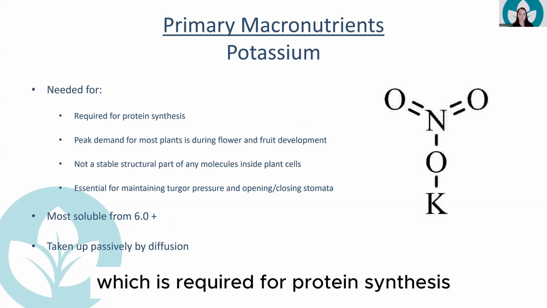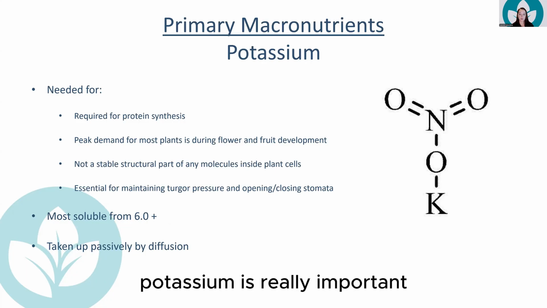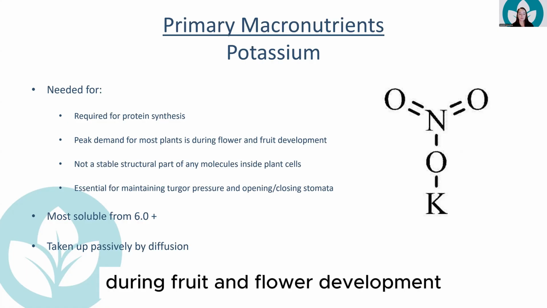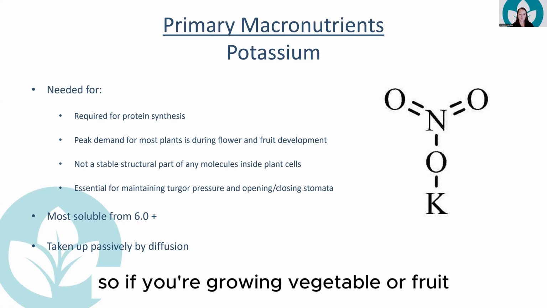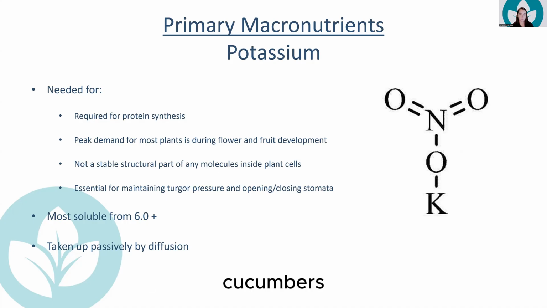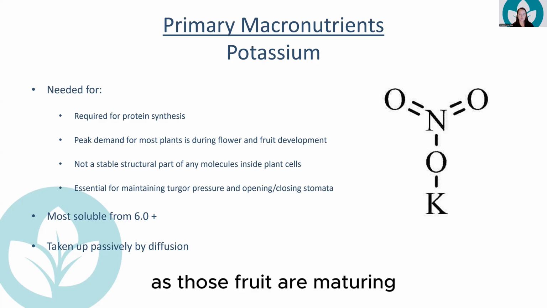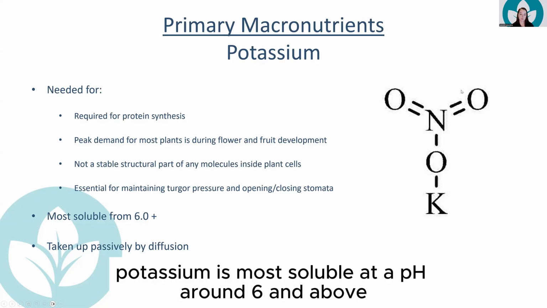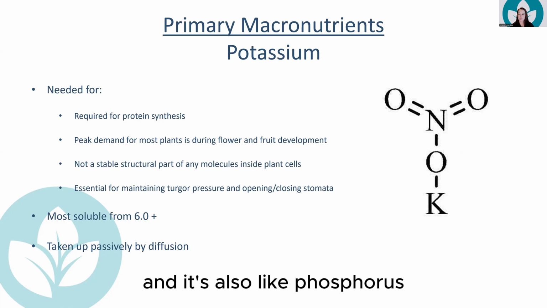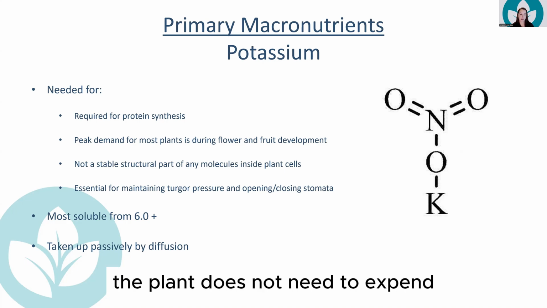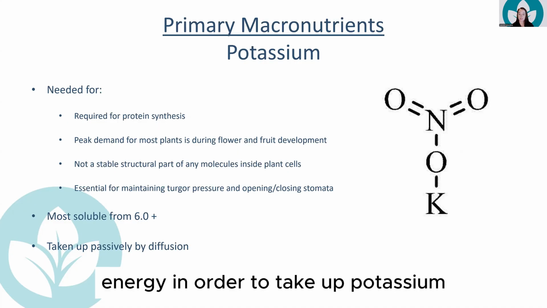Next is potassium, which is required for protein synthesis. Potassium is really important during fruit and flower development. So if you're growing vegetable or fruiting crops like tomatoes, peppers, cucumbers, you're really going to want to increase that potassium as those fruit are maturing. Like most other nutrients, potassium is most soluble at a pH around 6 and above. And it's also, like phosphorus, taken up passively, so the plant does not need to expend energy in order to take up potassium.